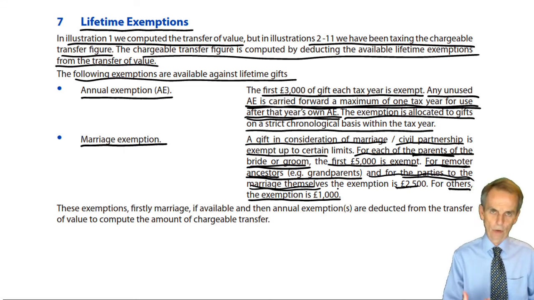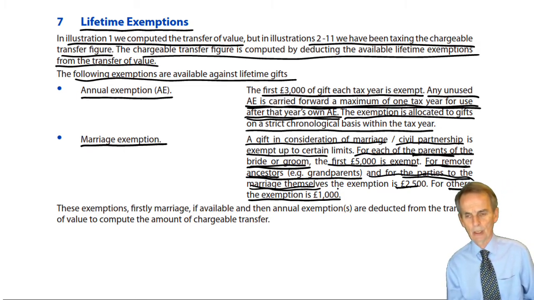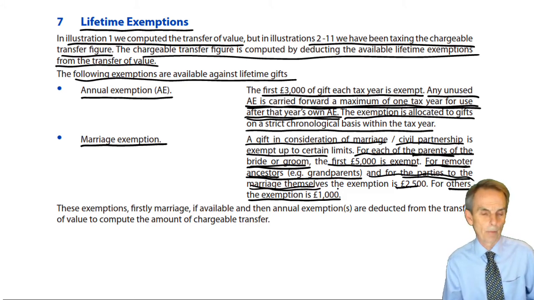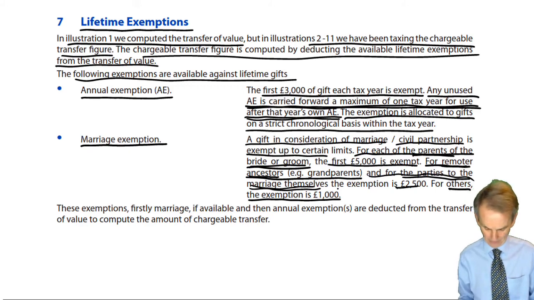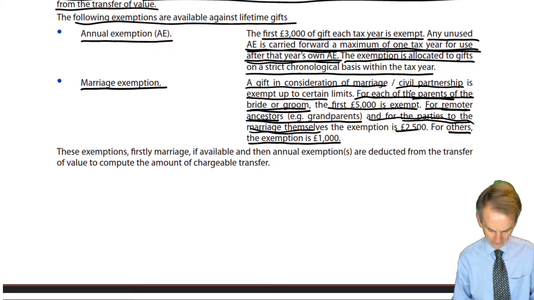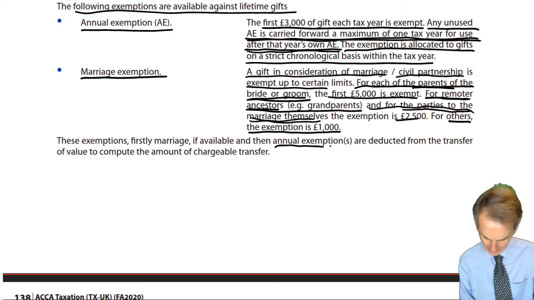It is the chargeable transfer figure that you then use within your IHT computation. If we're talking about a CLT, it is used within the computation for lifetime transfers chargeable when made, and then again in lifetime transfers chargeable on death. If it's a PET, it is only the lifetime transfers chargeable on death computation that will involve that figure of the PET. These exemptions, firstly marriage if available, and then annual exemptions.